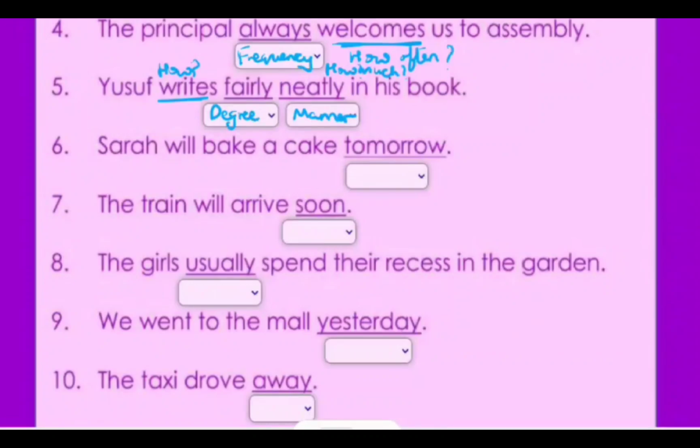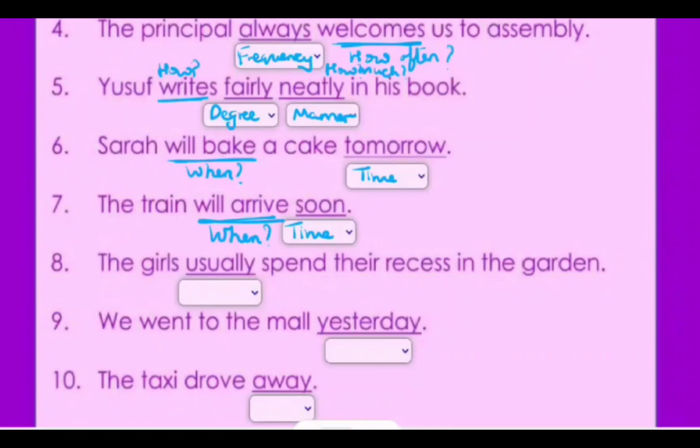Sarah will bake a cake tomorrow. Will bake. When will she bake? She will bake it tomorrow. When? Tomorrow. I'm getting the answer of when. So it is adverb of time. The train will arrive soon. When will the train arrive? It will arrive soon. So I'm getting the answer for when. So it is adverb of time.